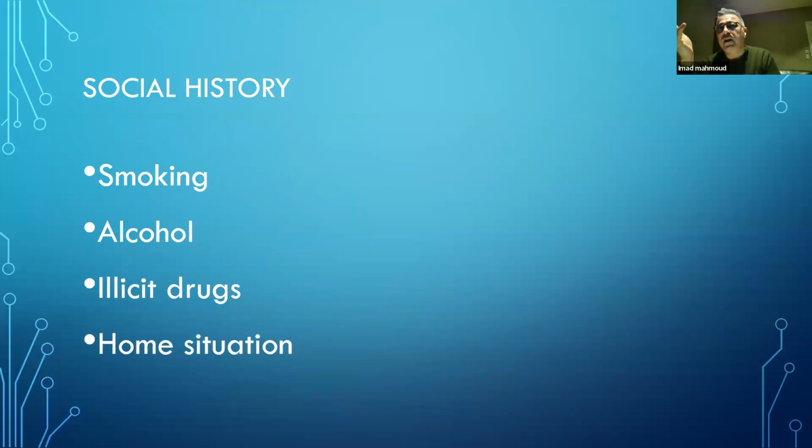Is she living with a partner, with a family? How is her support network? Is she homeless? Is she on government assistance? Because all these things will help you to reach a conclusion about the diagnosis. A lot of psychological issues can happen because of the home situation and the support network of the family, of the friends, relatives and friends.